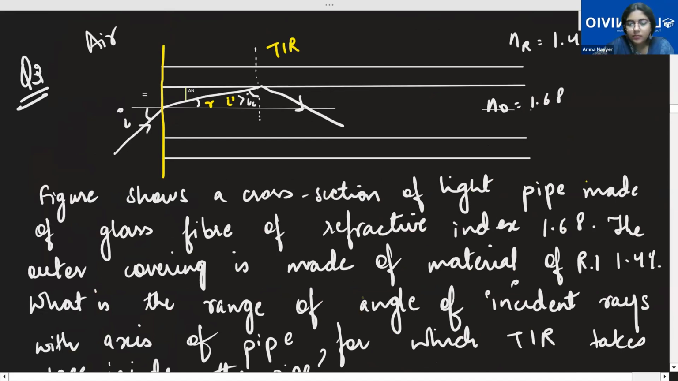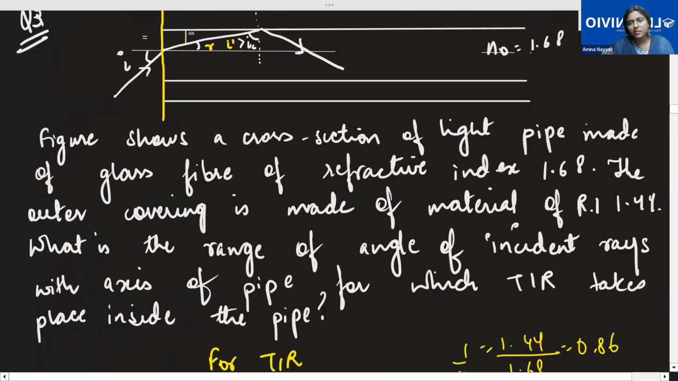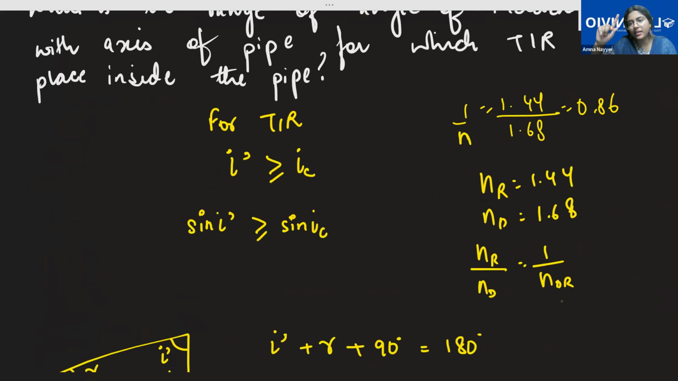Ma'am, how do we get 0.86 for sin IC? By 1 by 1.44 by 1.68. The 0.86 comes from the relative refractive index. 1 by NDR is NR by ND, this we did in refractive index. So see, 1.44 divided by 1.68, that is 0.86 from here. And then we put it in the critical angle formula. Remember, sin IC is equal to 1 by n. That n was actually NDR. Rarer was air, so we used to get 1 by n. But right now it's not air, it is 1.44. So 1.44 by 1.68. Got it?